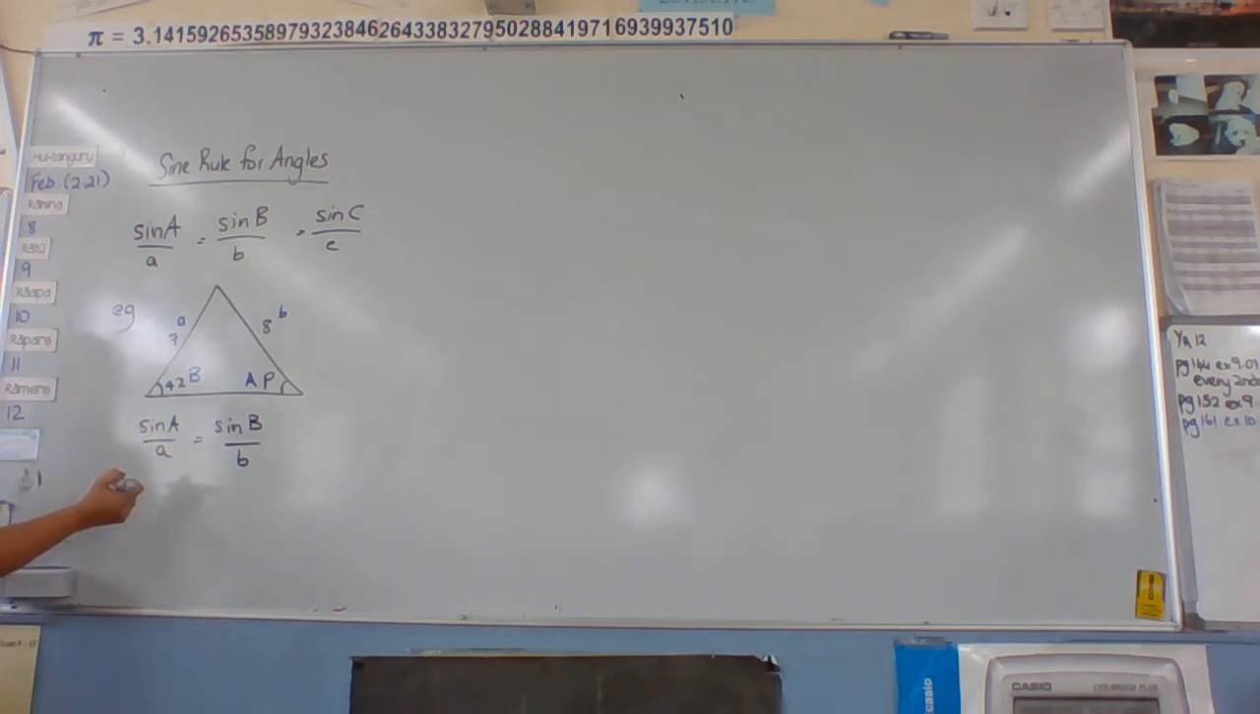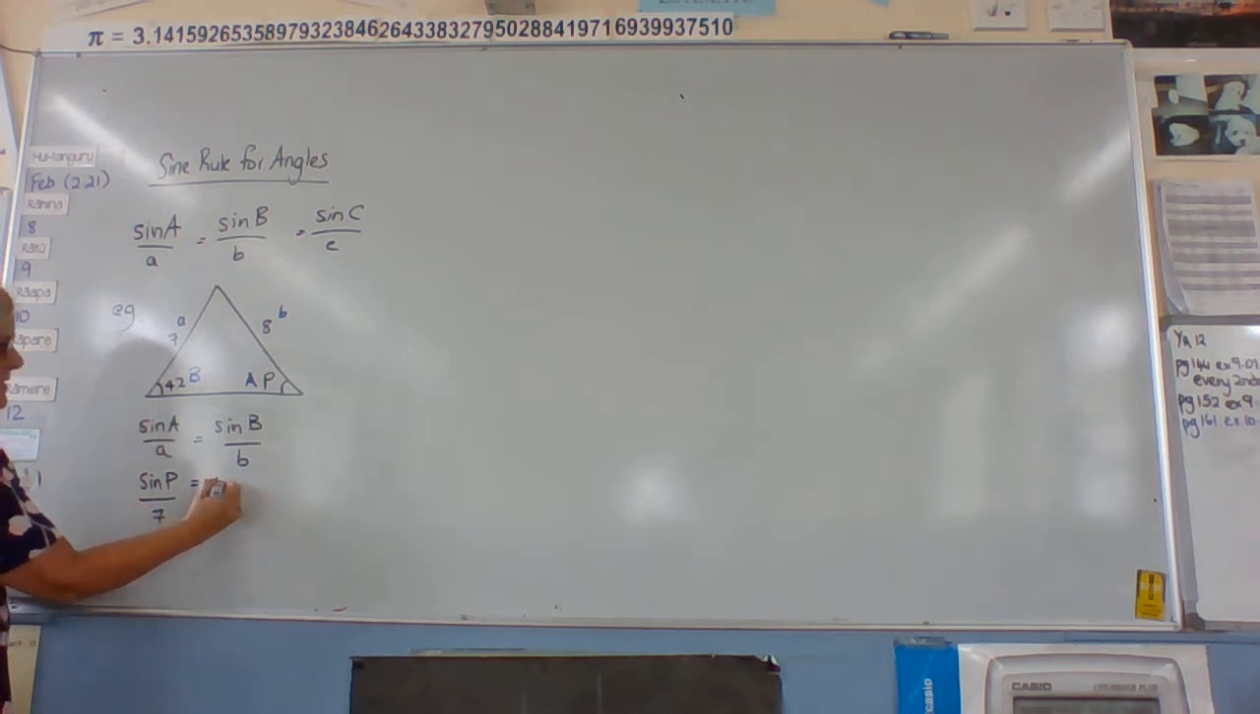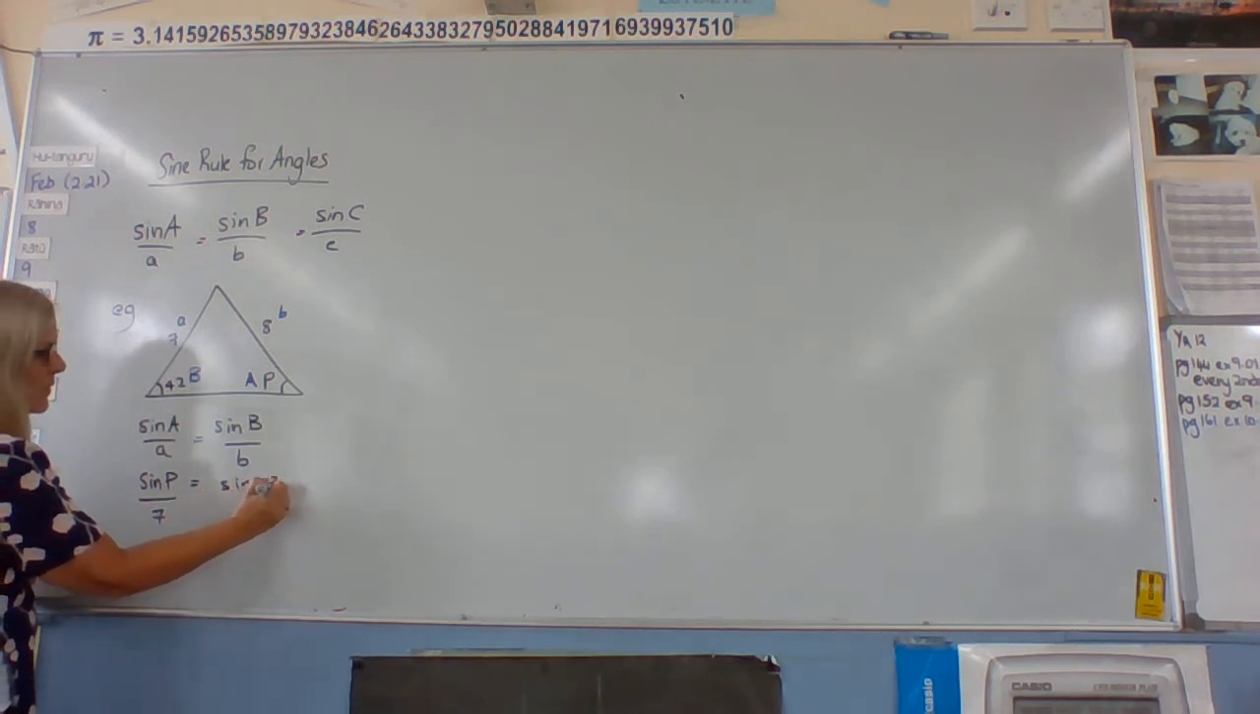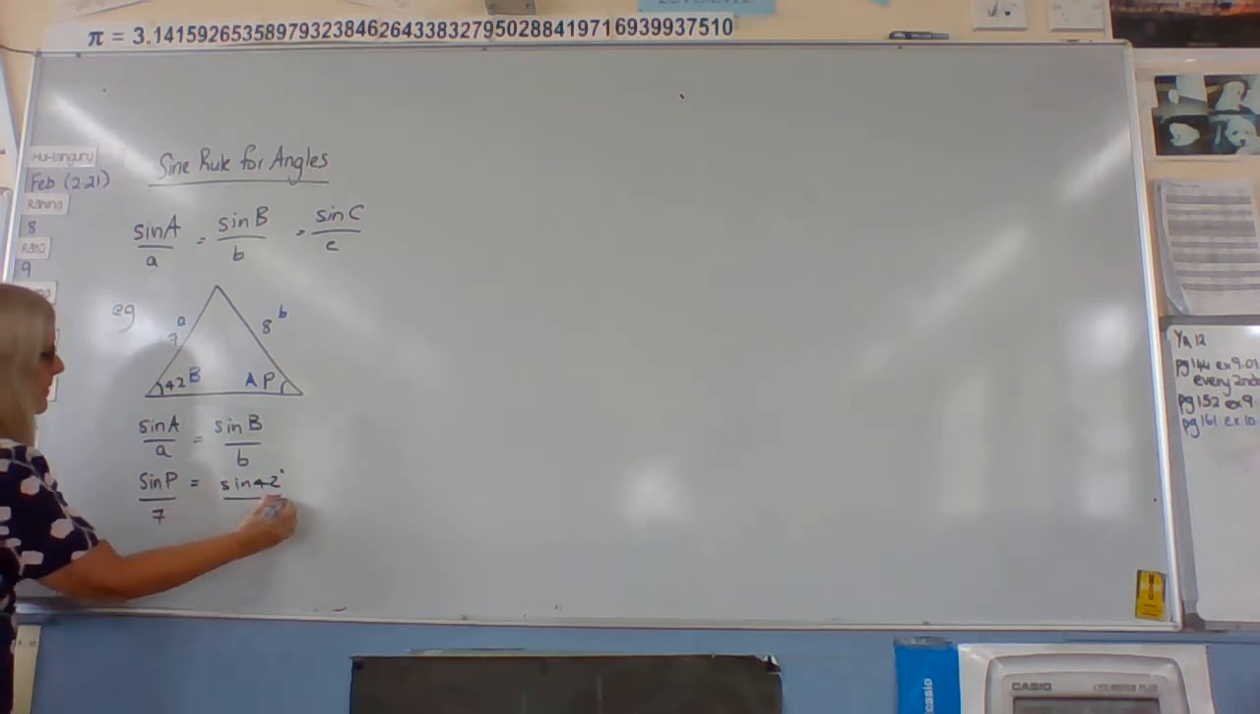And we fill in what we know. So we don't know what P is, so sine P over 7 equals sine 42 over 8.